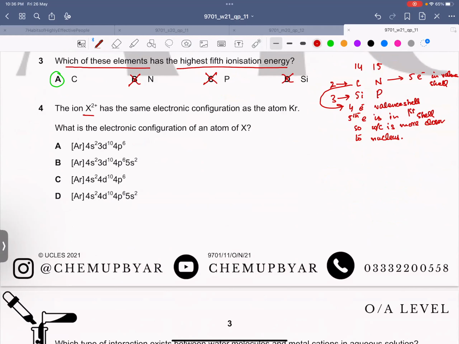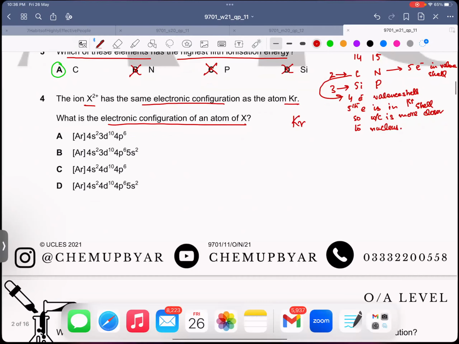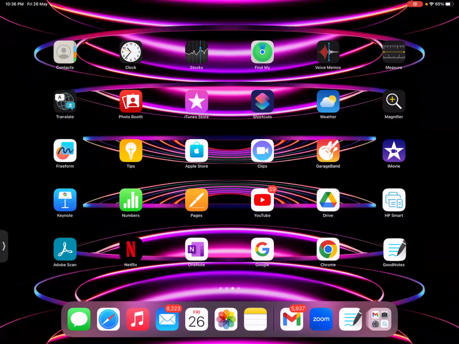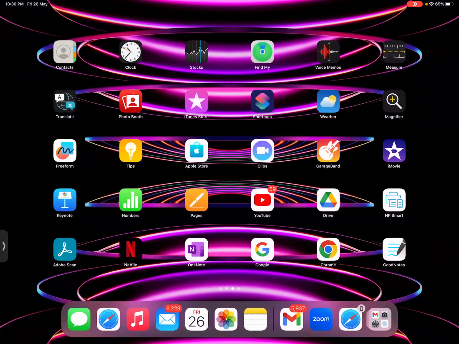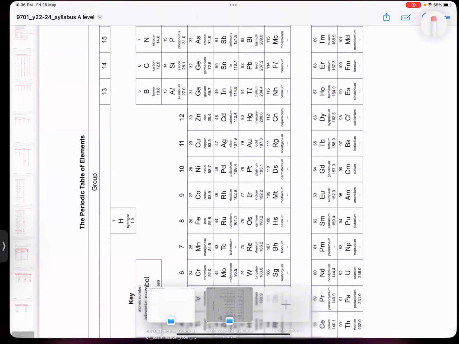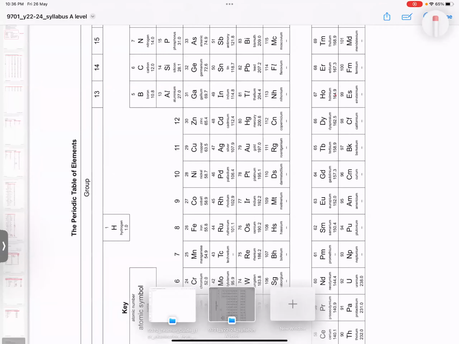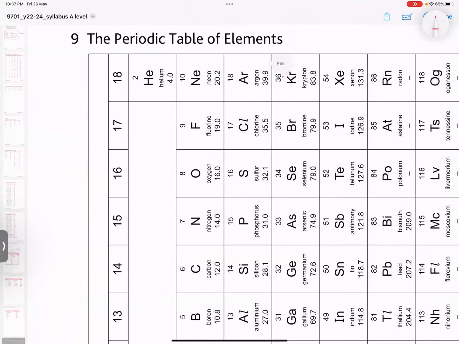The ion X2 positive has the same electronic configuration as krypton. Okay. What is the electronic configuration of the atom X? So atom X would have 2 more electrons than krypton. Right? So first look at krypton in the periodic table. What is the atomic number of krypton? Here is krypton and its atomic number is 36.